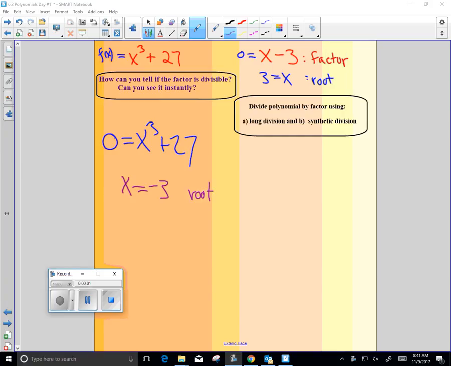So we're going to take x cubed plus 27. We're going to solve it. We're going to set it equal to 0. And you said if you put a negative 3 in for x, it's going to work. So x equals negative 3 is the root.